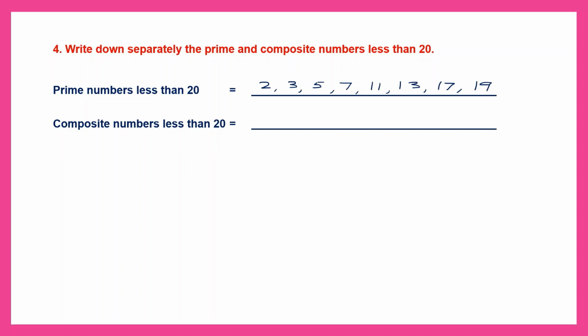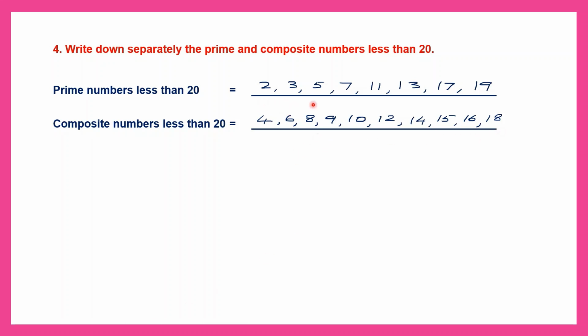Now, composite numbers less than 20 will be all numbers that are in between. Numbers that are not prime will all be composite. So we have 2, 3, so we write down 4. Then 5 is a prime number, we write 6. 7 is a prime number, so 8, 9, 10, 11 is a prime number, 12, 13 is prime, so 14, 15, 16, 17 is a prime number, so 18. That's it. Less than 20, we come up to 18. So these are all the composite numbers less than 20.